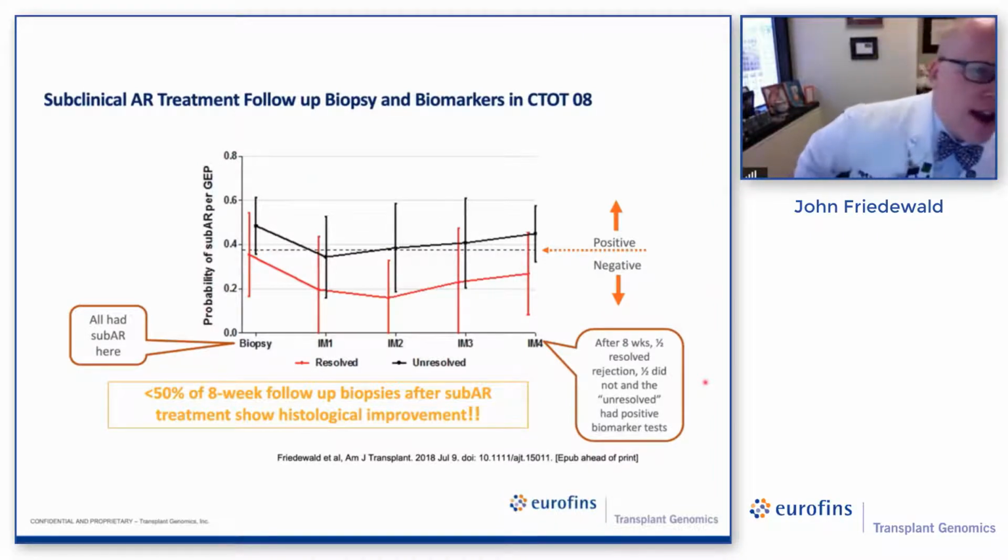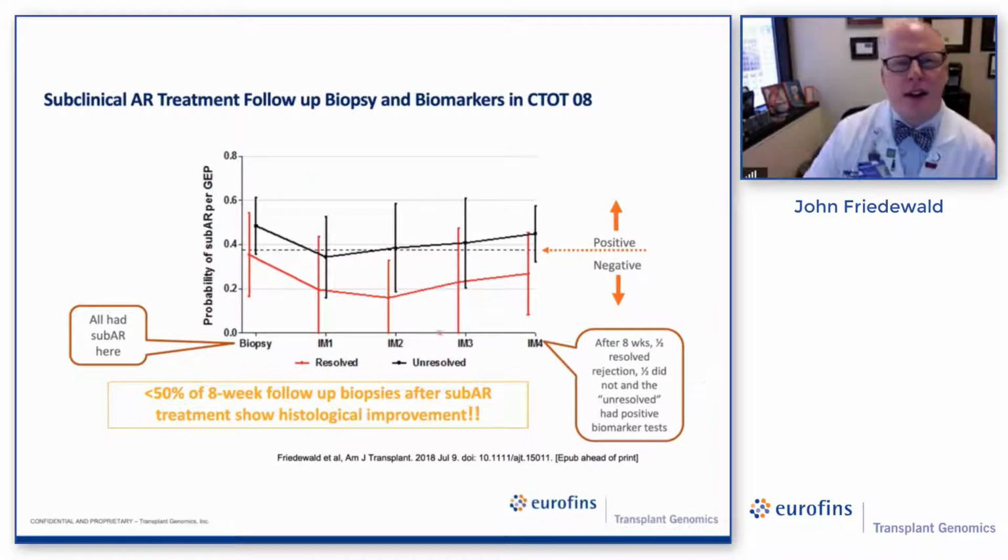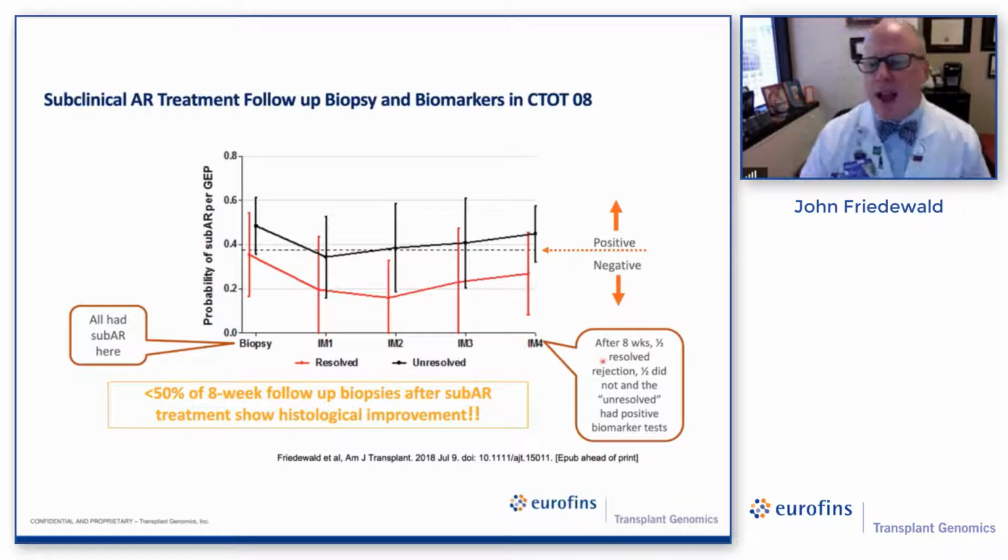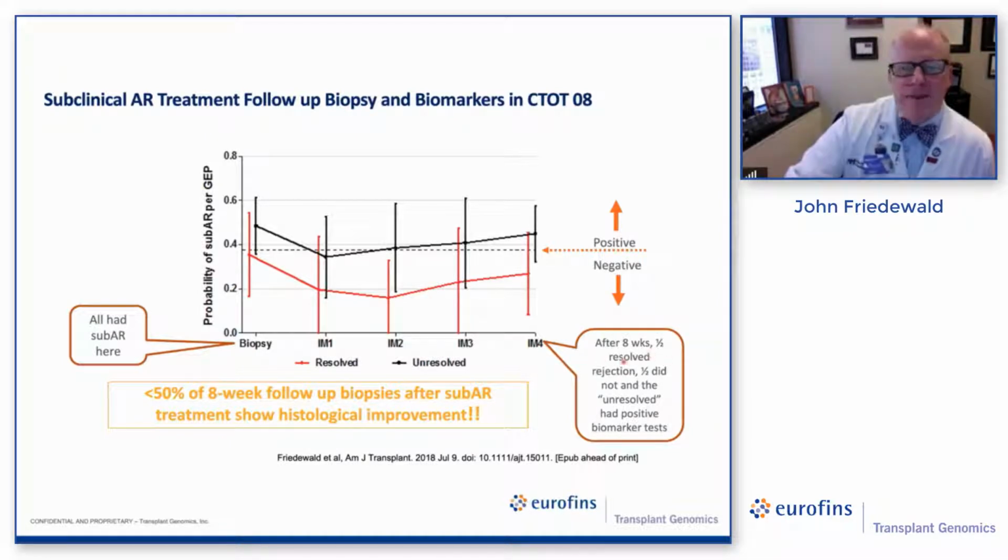Okay, I mentioned follow-up for treatment. In the CTOT-8 trial, all patients that had subclinical rejection of either type had a follow-up biopsy at 8 weeks, and that's shown here. All the patients at the biopsy time point had subclinical rejection, either cellular or antibody-mediated. They all had blood sampling every 2 weeks at these intense monitoring visits, and then at 8 weeks, they had a biopsy. What was surprising is that after 8 weeks, only half the patients had resolved their rejection based on histology. More than half, 52%, still had ongoing rejection, even though these patients all had stable renal function.